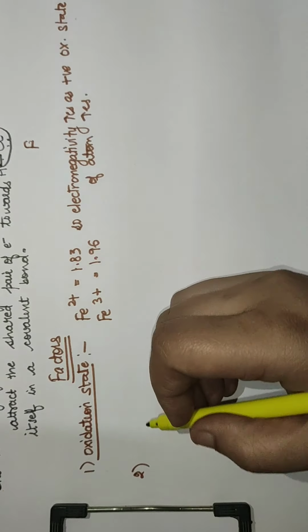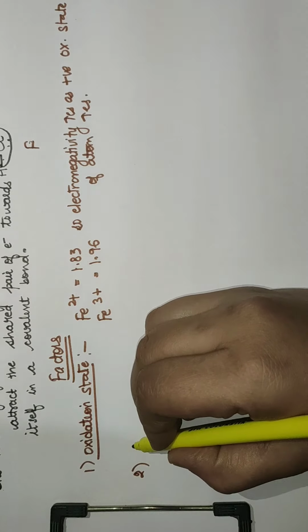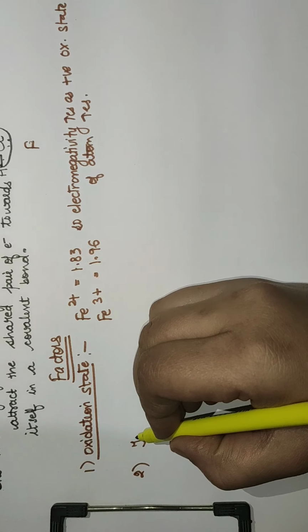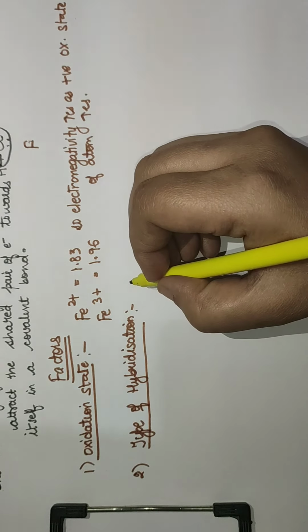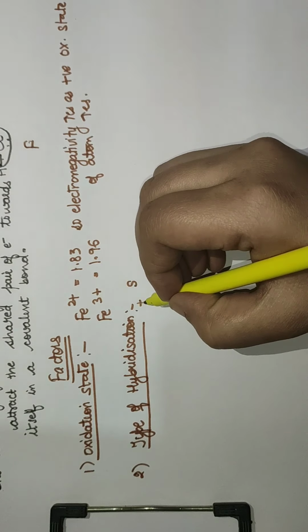Second factor is hybridization. So it is the type of hybridization. As we know, the s orbital is the closest to the nucleus.